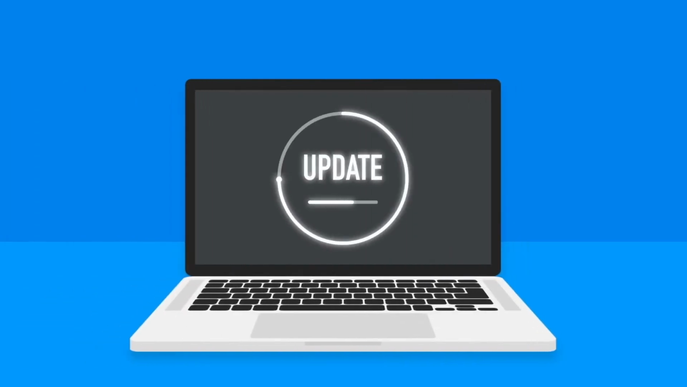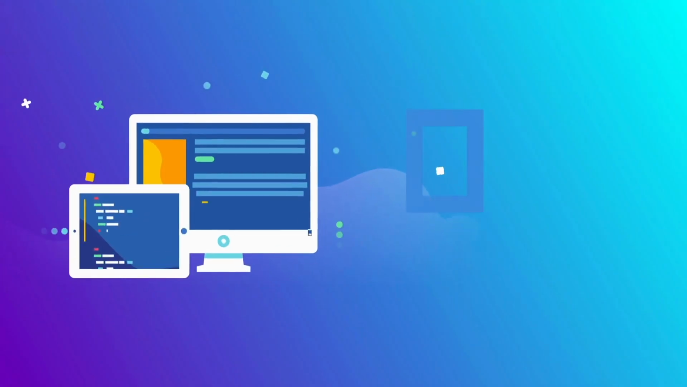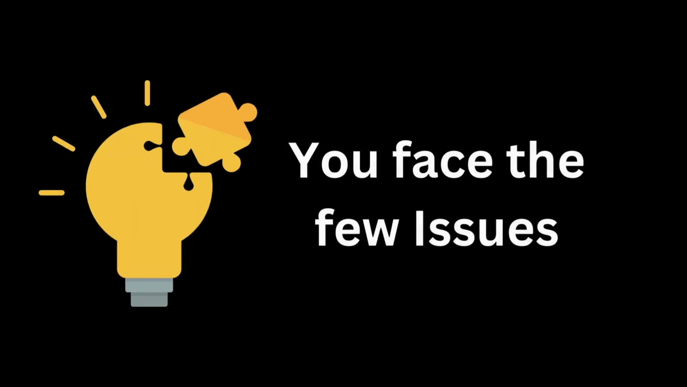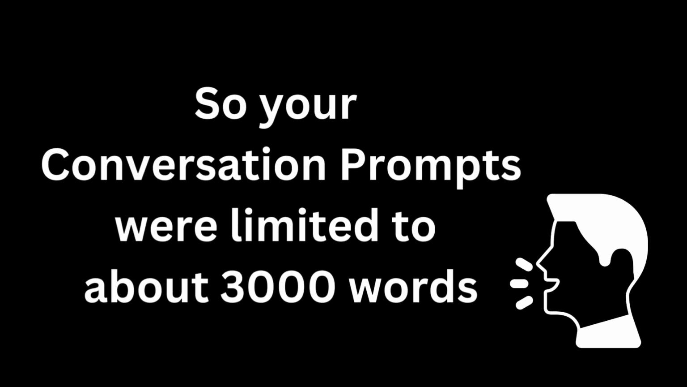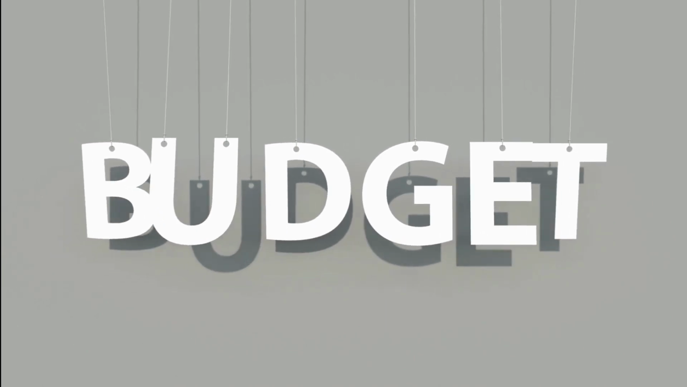I wanted to briefly go over some of the major updates that just came out yesterday, June 13th, 2023. Up until this point, if you were a developer working with ChatGPT's API, you faced a few issues. The first issue was with ChatGPT 3.5 Turbo, you were limited to 4,000 tokens with your context in your conversations. This amounts to around 3,000 words. So your conversation prompts were limited to about 3,000 words. But depending on your budget, you may just have to live with that because of the pricing.